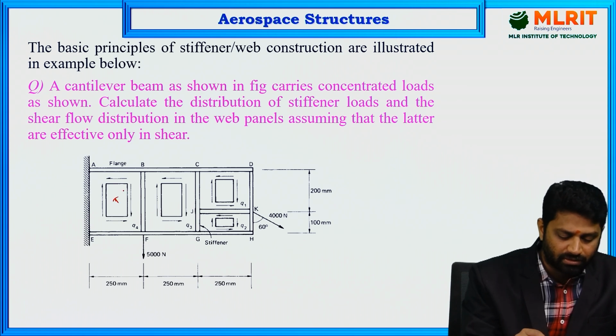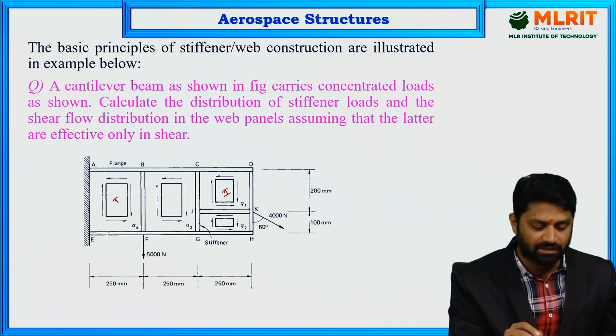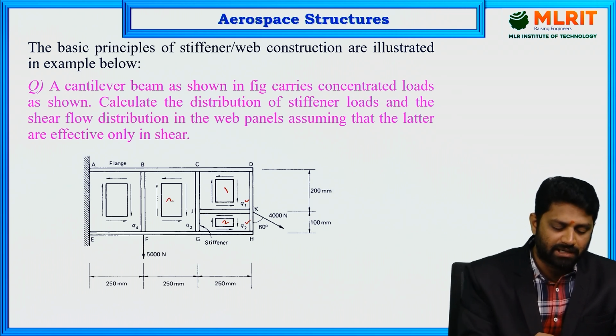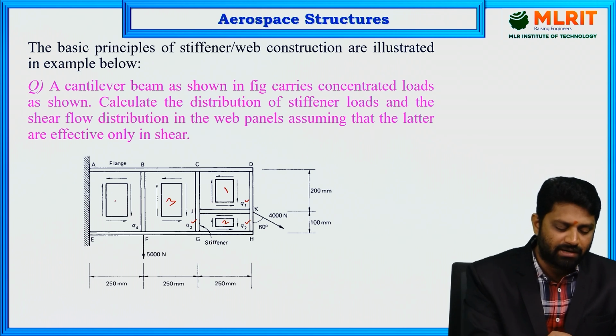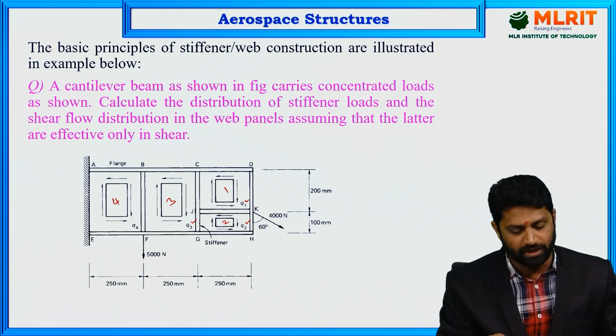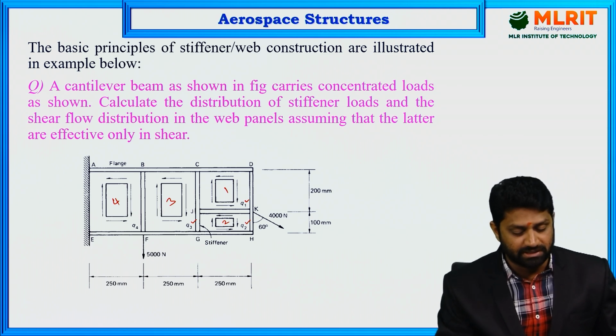Okay, so let's assume this as the first panel, panel 1, and let us assume the shear flow in this panel as Q1. Let us consider this as panel 2, in which the shear flow is assumed as Q2, and this is panel 3, in which the shear flow is assumed as Q3, and this is panel 4, in which the shear flow is assumed as Q4. Okay, so let's consider one of them first to understand this analysis.